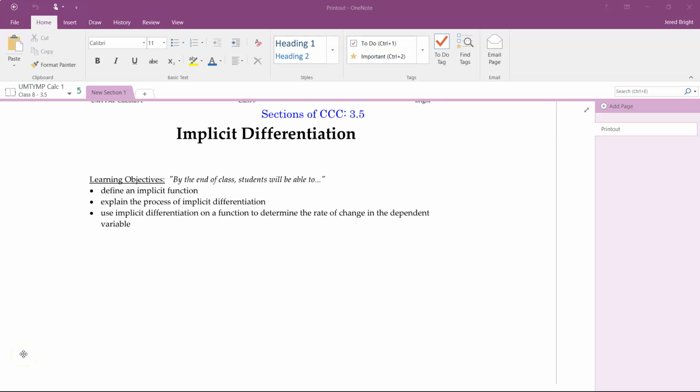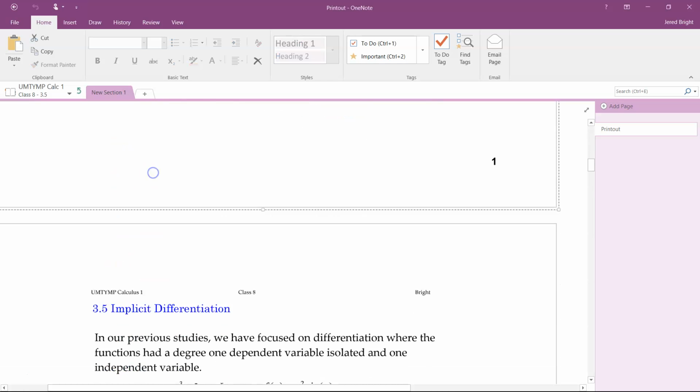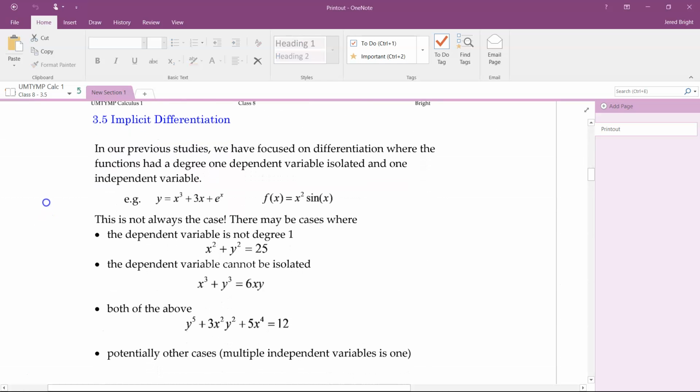Welcome, and we're going to look at implicit functions and how to differentiate them. So we should probably understand what an implicit function is and then how to differentiate it, right? So what is an implicit function? Well, you can Google that.